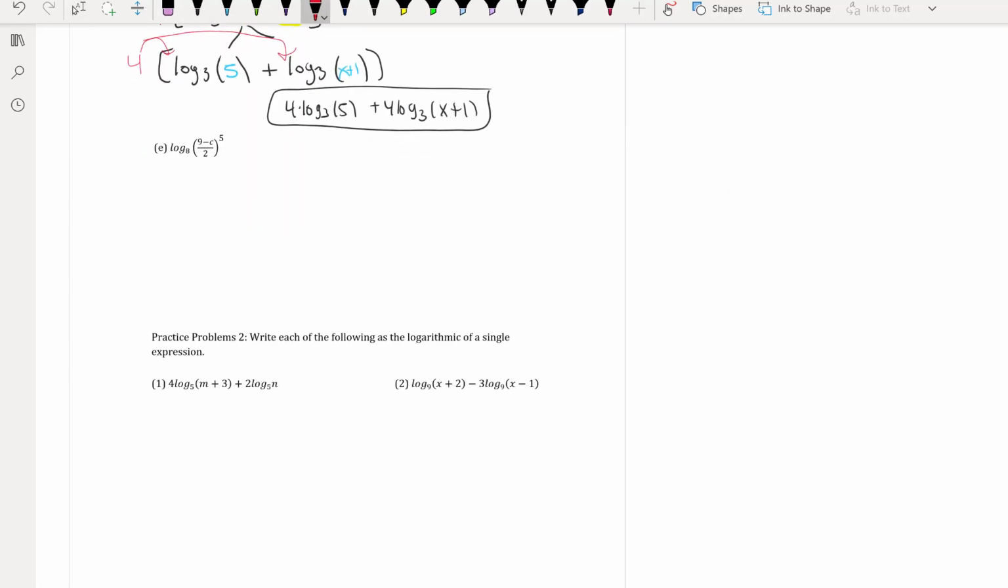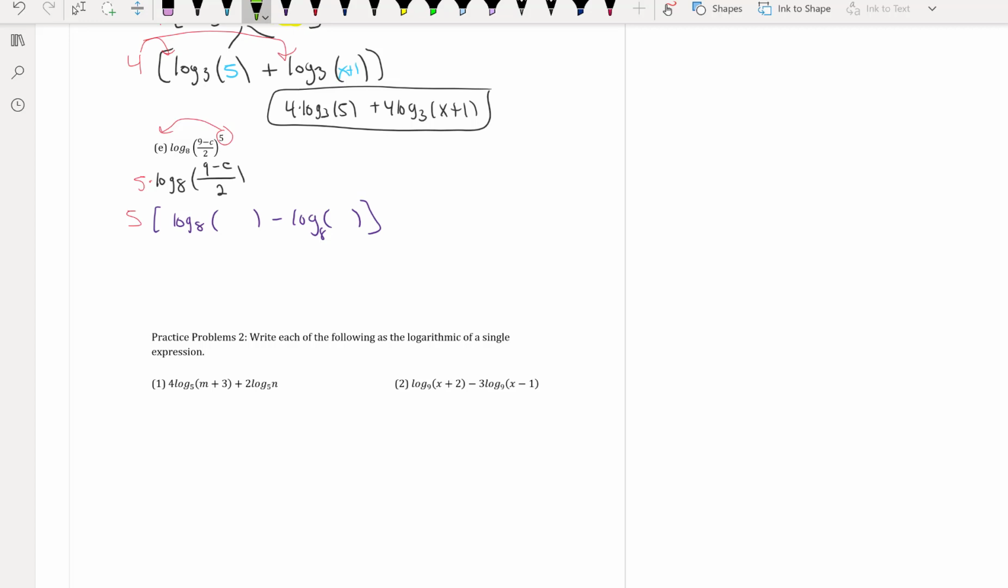For part C, it's very similar. I have my power rule, so I'm going to have 5 out in front. Then I'm going to have my log base 8, and now I have 9 minus c over 2. Since it's division, that tells me that I am going to split it into subtraction. So log base 8 minus log base 8. And out in front, I still have the 5.